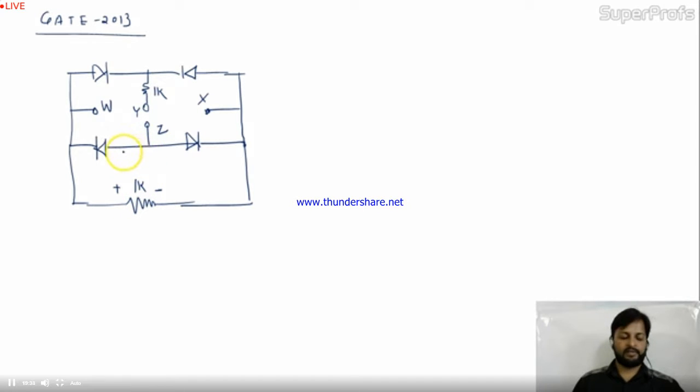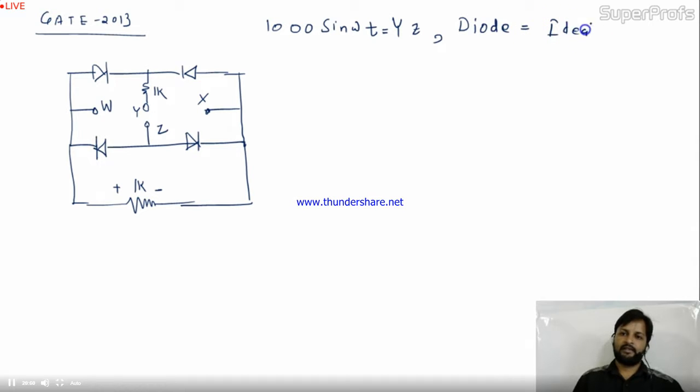Now the question is: a voltage 1000 sin omega t is applied across YZ, across Y and Z. Fine. Assuming ideal diodes, the diodes are ideal. The voltage measured across W and X is, they're asking, find out VWX. Okay, so how to proceed? Okay, let's start it. So let me change the pen.